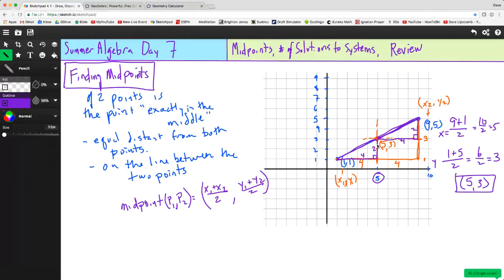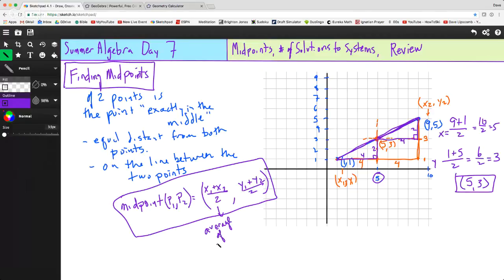Okay, so we've done an informal proof here, and then we've written our midpoint formula. Now, rather than try and memorize x1 plus x2 over 2, it's really great if you can just memorize the key thing that you're doing. You're finding the average of your x's, and then the average of your y's.